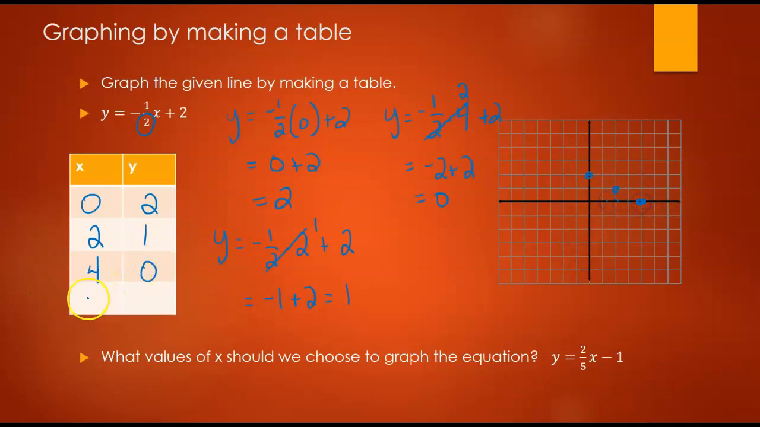And I'm going to skip 5 because that's not divisible by 2. But 6 is. So that's y equals negative 1/2 times 6 plus 2. 6 divided by 2 is 3. Negative 1 times 3, excuse me, is negative 3. And negative 3 plus 2 is negative 1. So that's over 6 and down 1.